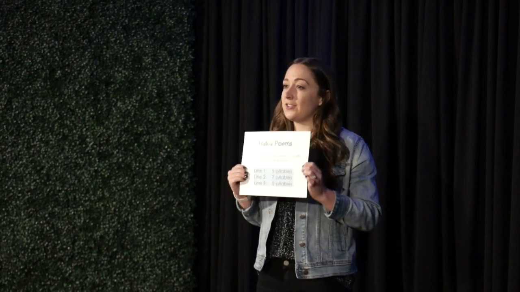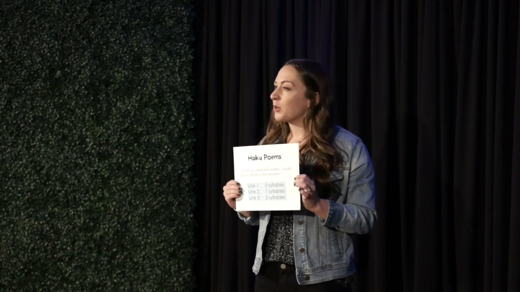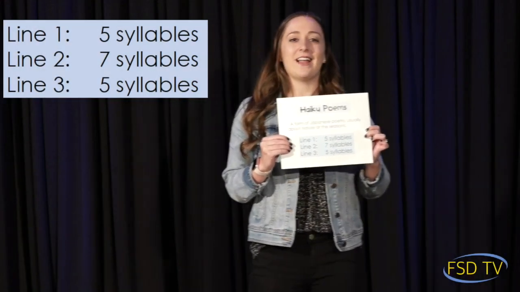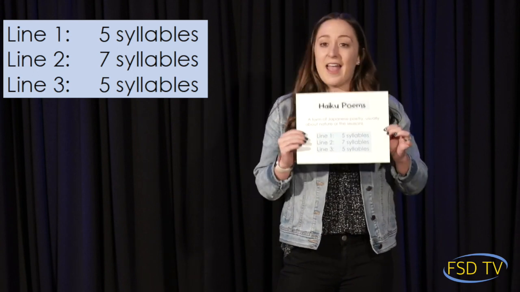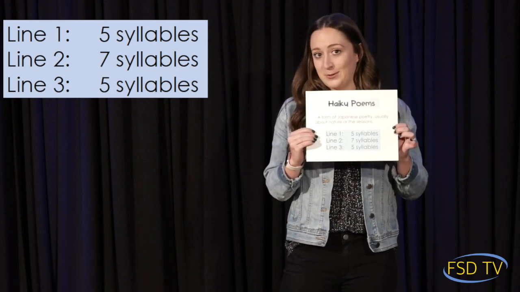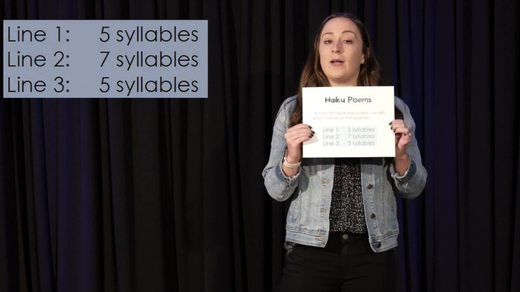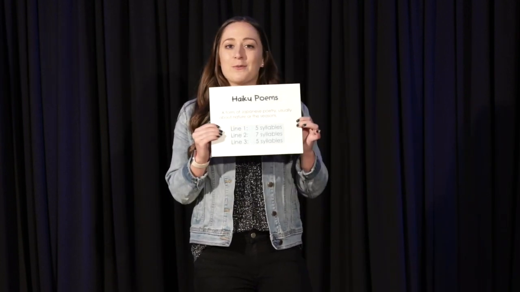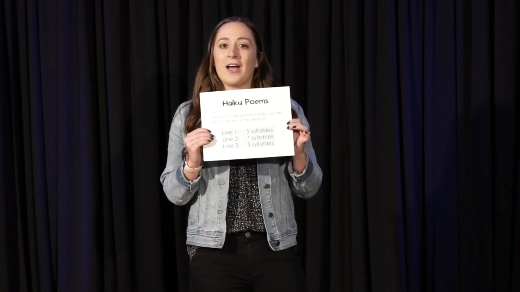Another important element of haiku poetry is that it always has 3 lines. So these poems are really short, really quick, really easy to read. Line 1 always has 5 syllables, line 2 always has 7 syllables, and line 3 always has 5 syllables. So in a haiku poem, it's always 5, 7, and 5 for our syllable pattern. If you can remember that, it'll help you write your very own haiku poem too.